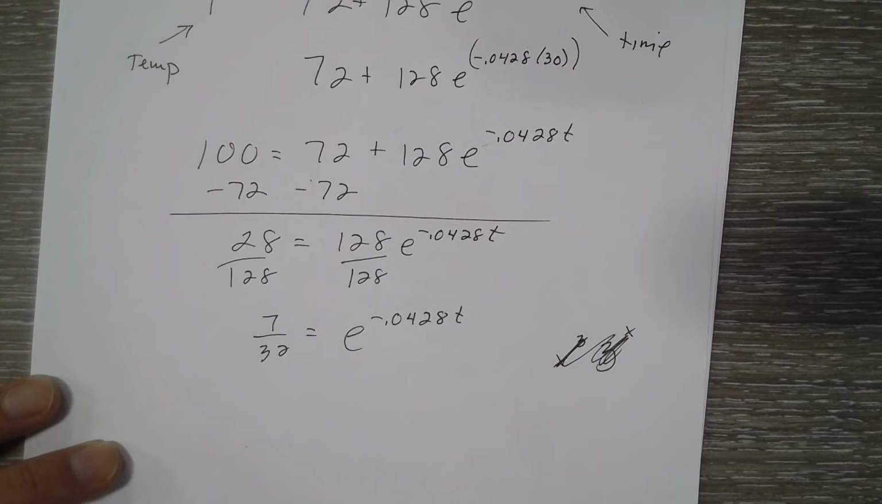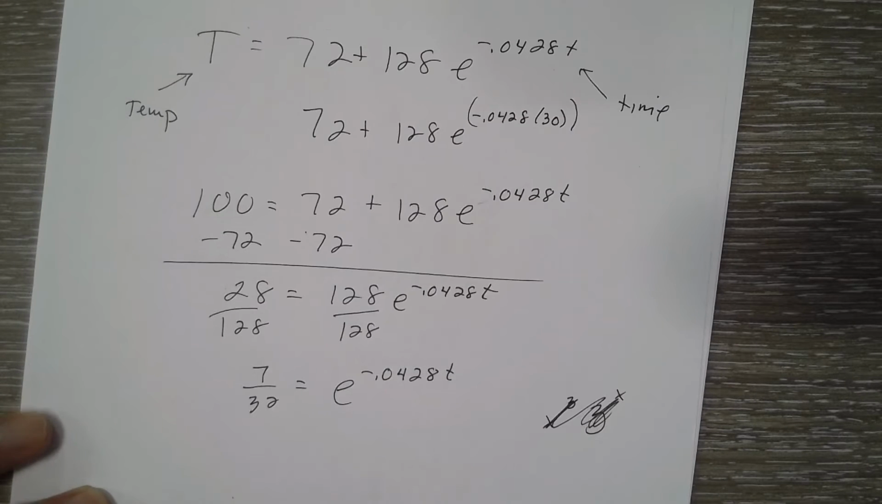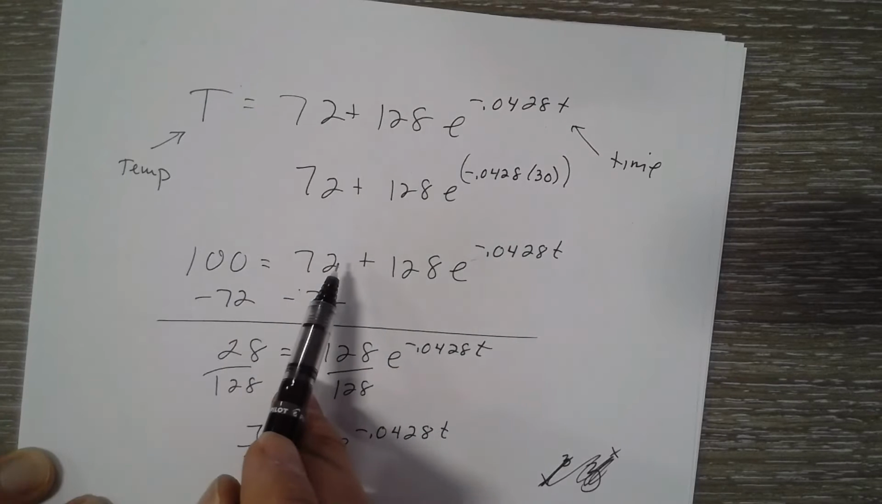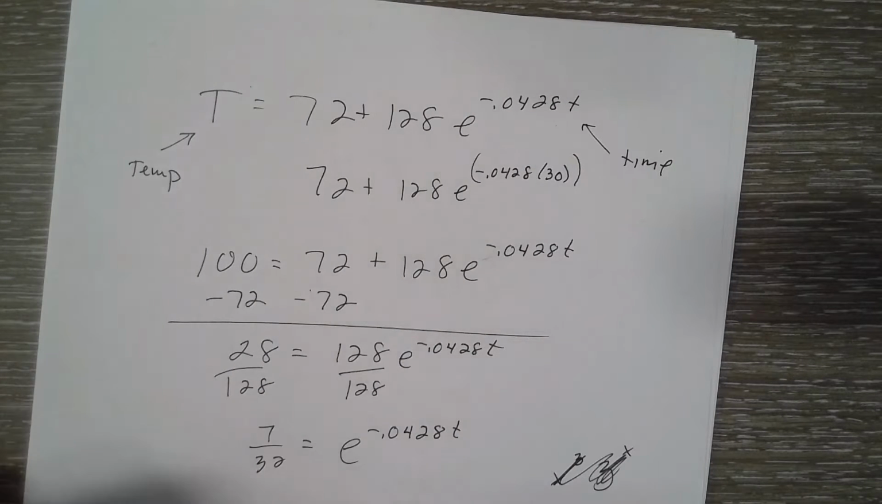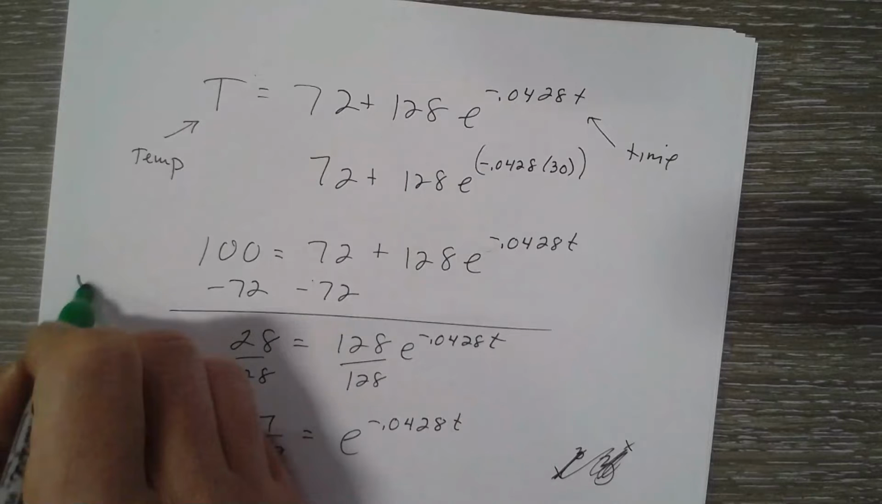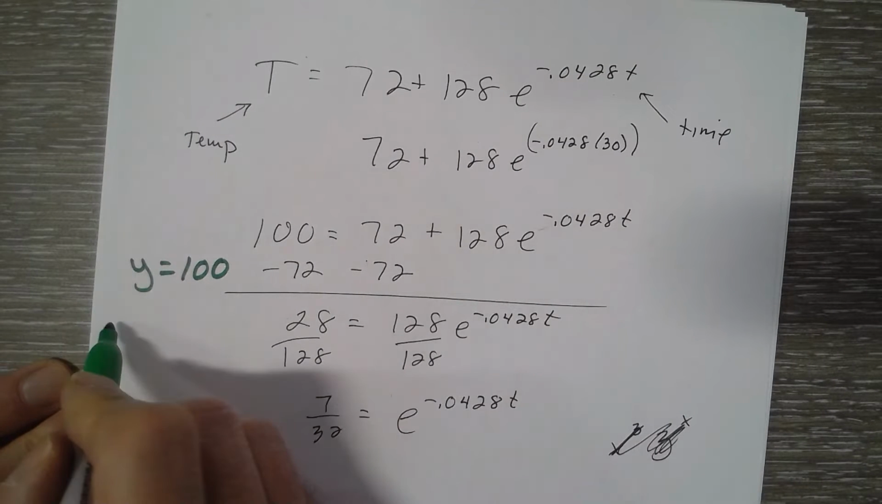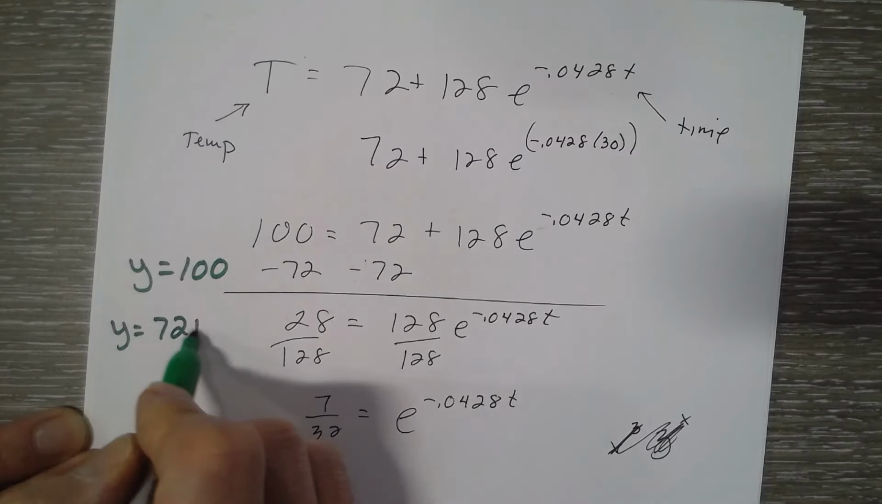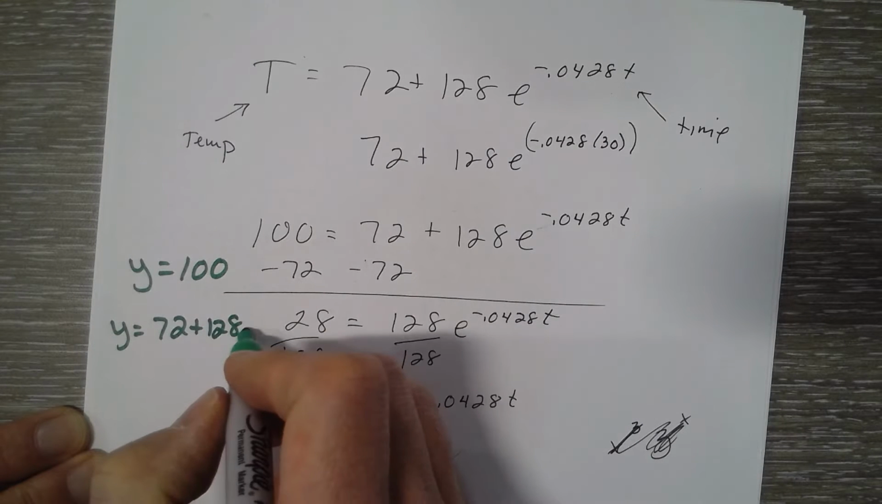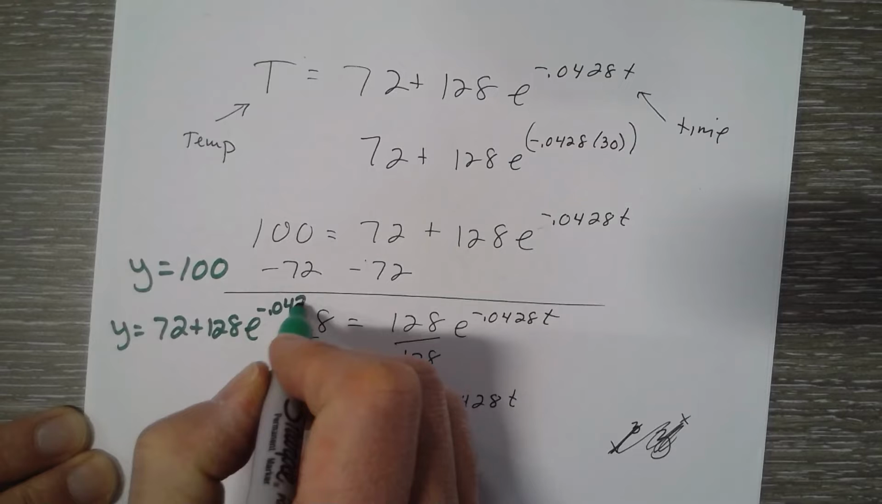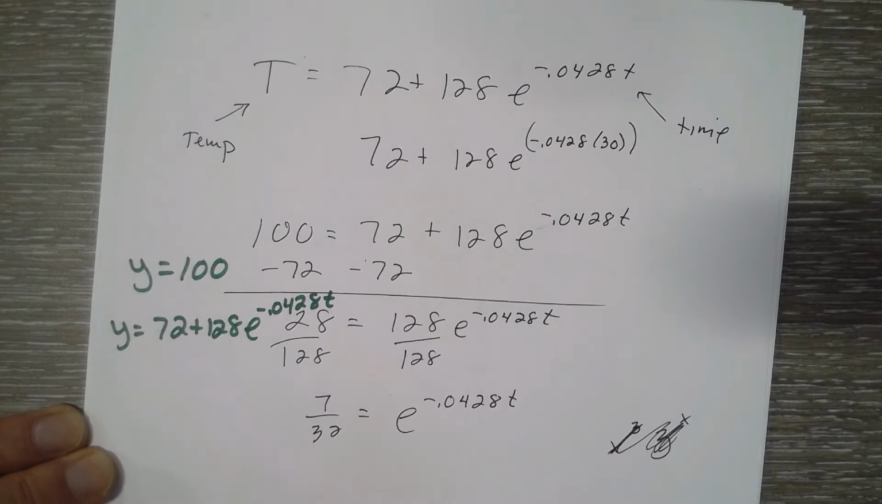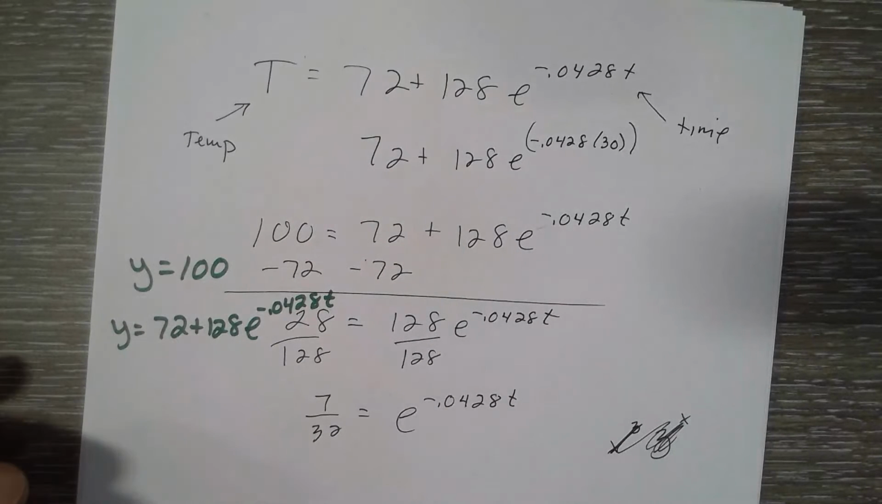So if the base is a number, we don't have the ability to undo it right now. So we use our calculator. Let's go back to right here. Let's graph y equals 100, and we're going to graph y equals 72 plus 128 e to the negative 0.0428 t. If we graph both of those, we can find where they intersect, and we have our solution.